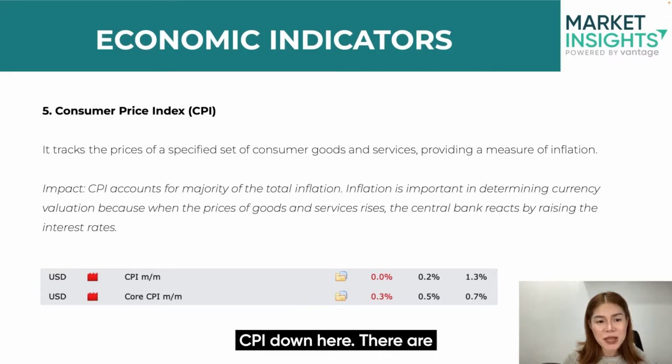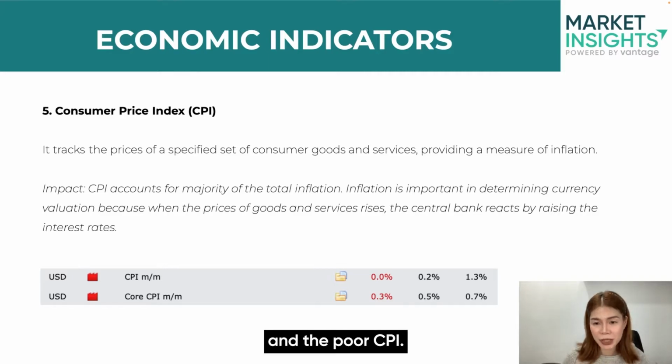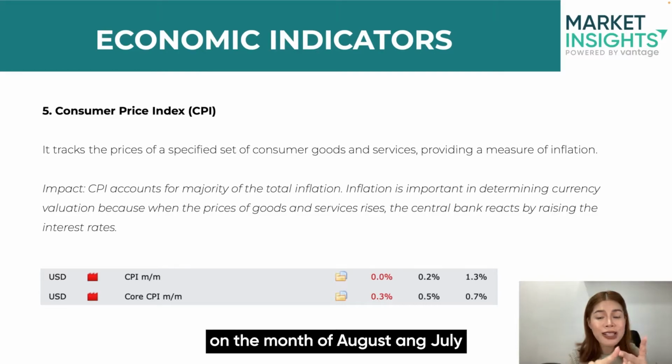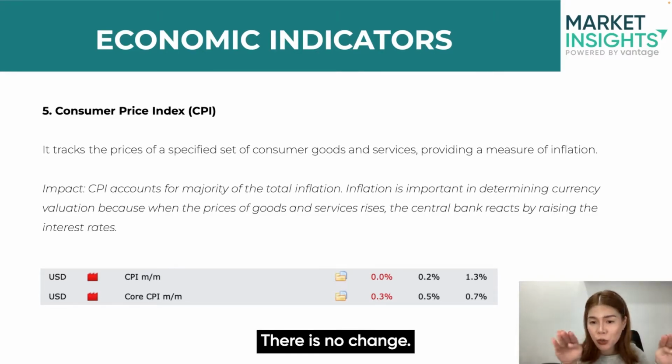So let's take a look at the CPI down here. There are two kinds of CPI: CPI headline or just plainly CPI, and the core CPI. Both of them are red in color, but take a dive. CPI here, month on month, 1.3% was the data previously. Therefore, if this is referring to the September CPI, this was the inflation last July and forecasted to be around 0.2% in August. The actual inflation is 0.0, meaning there is no change in the prices of consumer goods and services on the month of August and July. From July to August, there's no change.